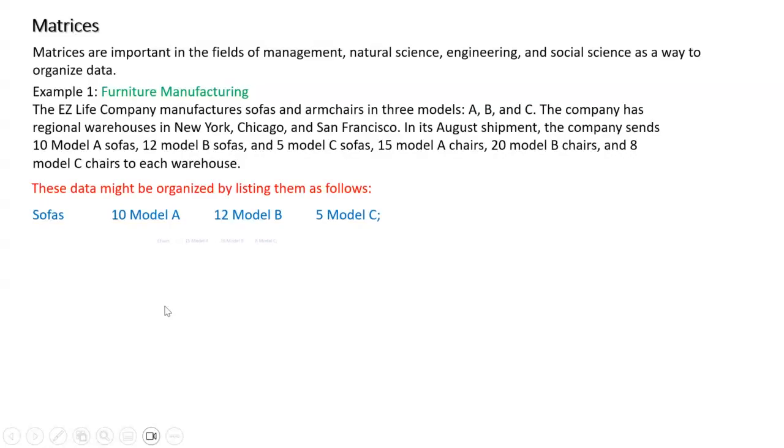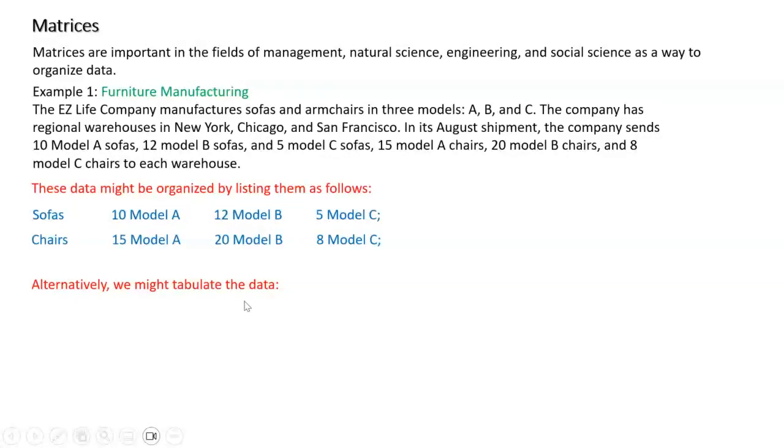The first way is by a list, right? For example, the sofas consist of 10 Model A, 12 Model B, and 5 Model C, from the given information on top. And for the chairs, it's going to be 15 Model A, 20 Model B, and 8 Model C. That's one way to organize it. Another way is called the tabulate.